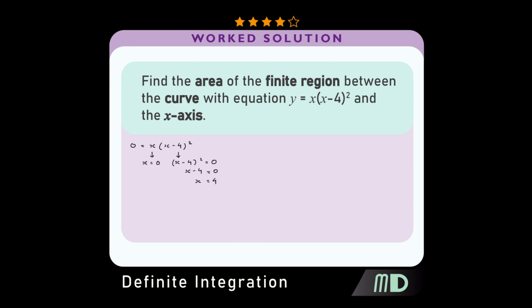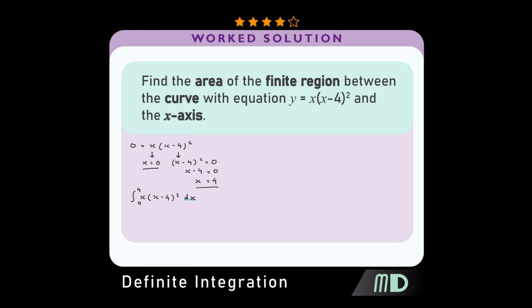So the two values of x where the curve intersects the x-axis are 0 and 4, giving us two limits between which we can integrate the function. x multiplied by (x minus 4) squared with respect to x between the limits 4 and 0.